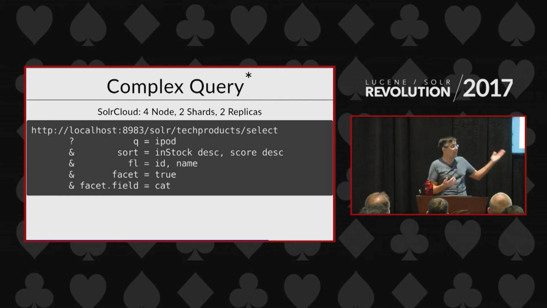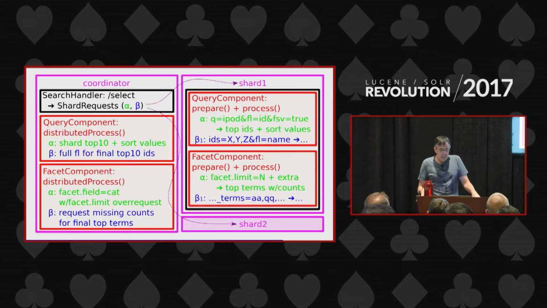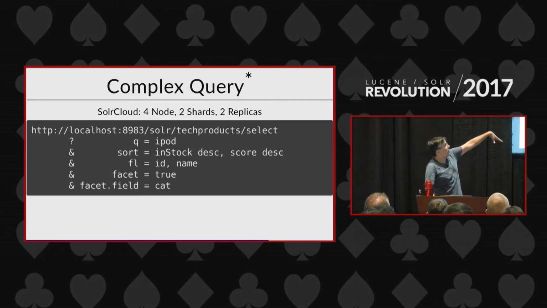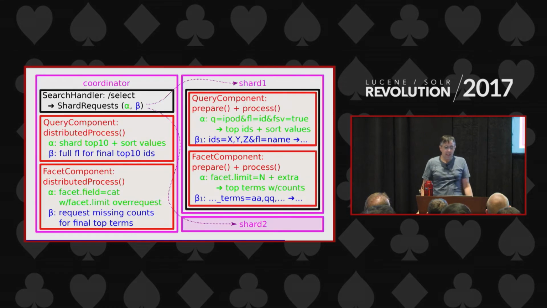So for the purposes of talking about how cloud queries are interesting, all I've really done is add faceting to our simple query, which makes things a lot more complicated because unlike the merging of the query results in the top 10, you can't really merge facet counts that way, right? But I'm getting ahead of myself. When the coordinator gets our basic query with faceting, everything that query component does is basically the same, right?